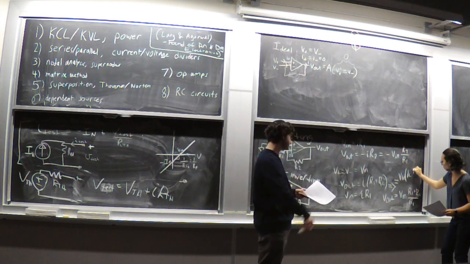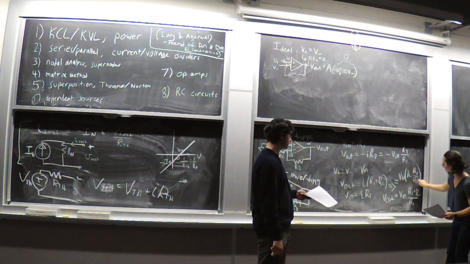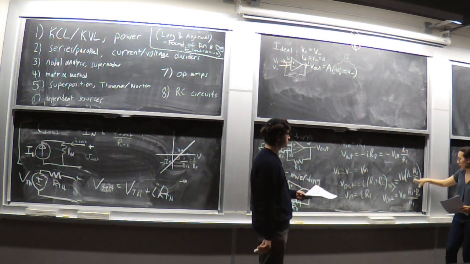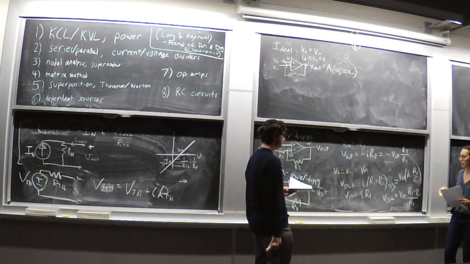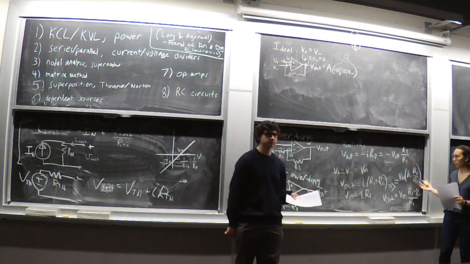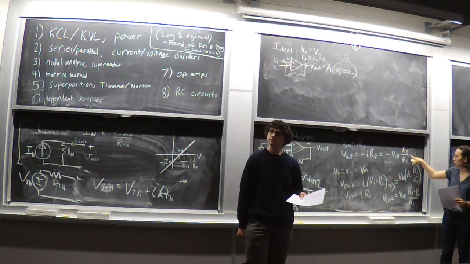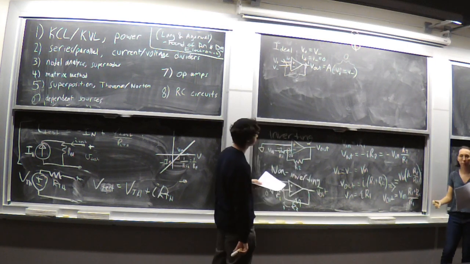And one more thing to note is that we can simplify this as 1 plus R2 over R1, and this is probably the more common form. Because this is 1 plus some value that's positive, this circuit will always create a positive gain. It will always amplify your signal. In this case, R2 and R1 can have any ratio, so this could make your signal bigger or smaller.